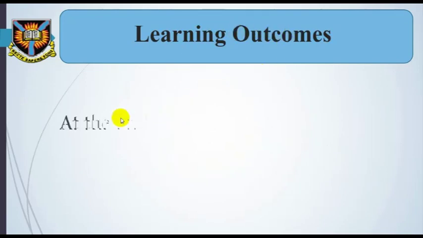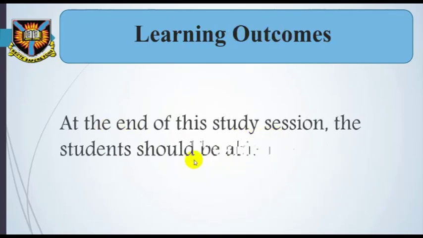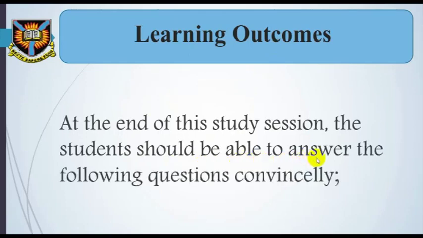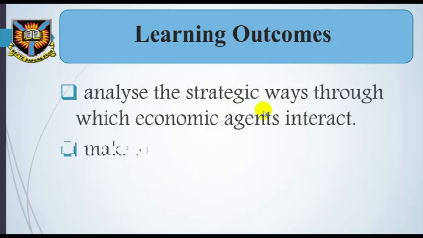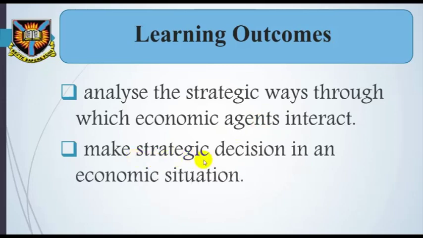Learning outcomes. When you have studied this study section, you should be able to analyze the strategic ways through which economic agents interact and make strategic decisions in an economic situation.